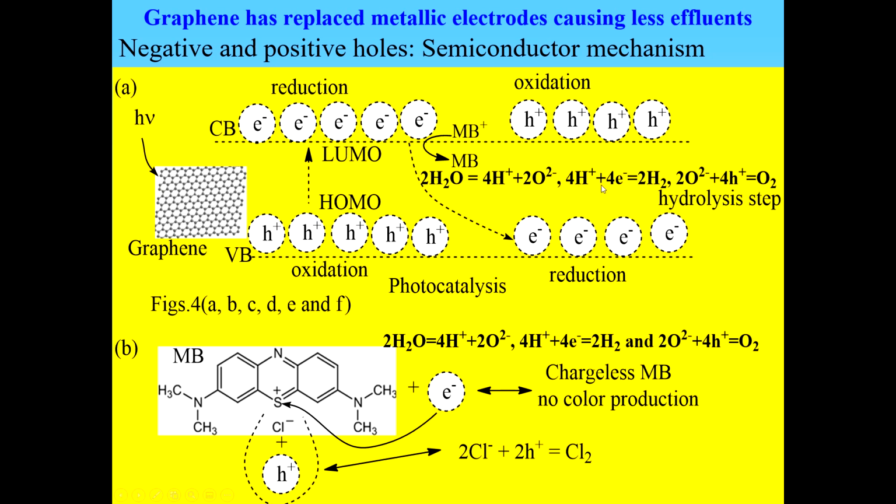And see this, in your water, hydrogen is obtained here, because the water is splitting into H and O, and this H proton takes an electron or negative hole from the graphene and is converted into hydrogen. Similarly, it was a very surprising experiment that we took this whole mix of graphene and methylene blue in a sample, and the lid was fitted very strongly.